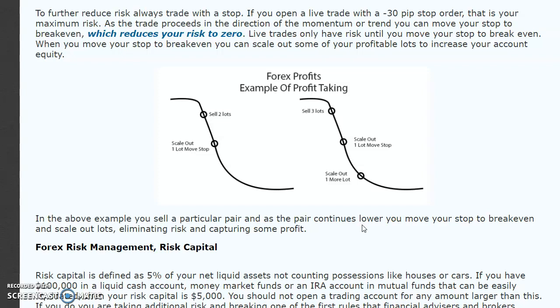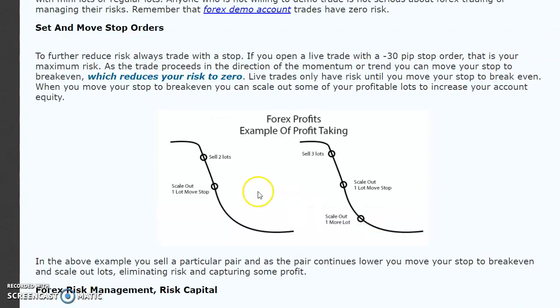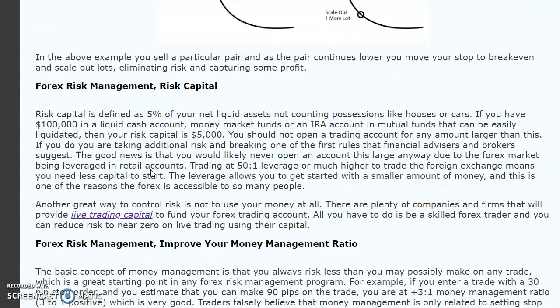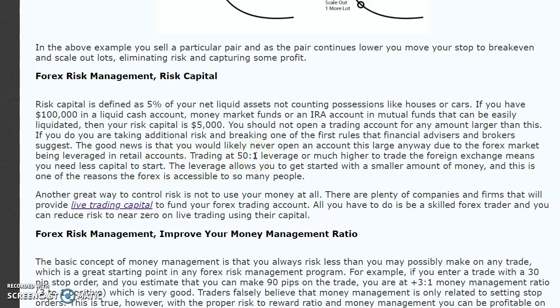And if the pair is trending, you can hold on for additional pips. So trading with the trend is another risk management strategy. It's not even listed in this illustrated article, but trading with the trend is another way to reduce risk. Another way to reduce risk is risk capital. Most good financial planners will tell you that you only risk 5% of your liquid assets in something like the Forex.